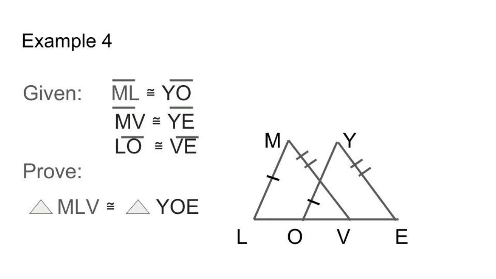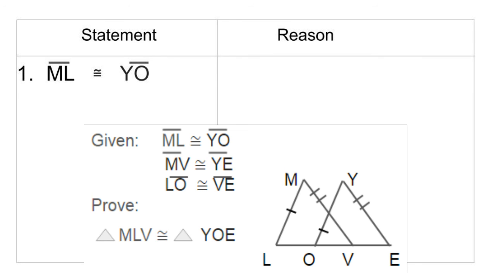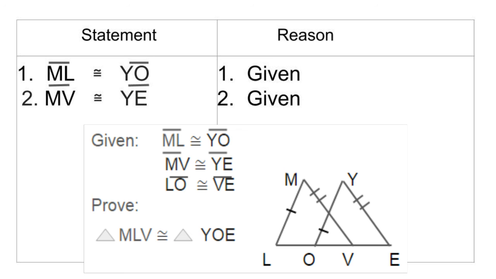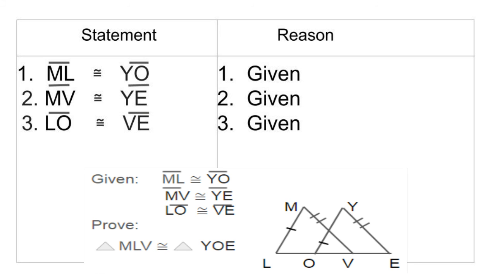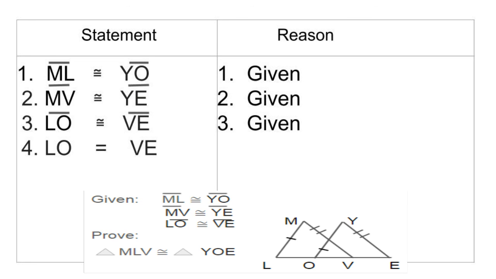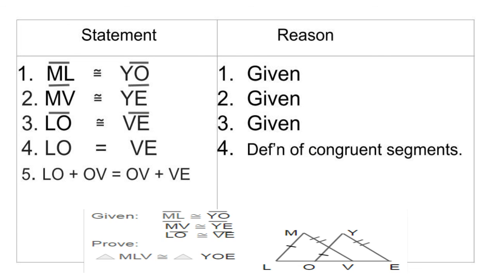Okay, let's start our two-column proof. Our first statement is segment ML is congruent to segment YO, given. Next is segment MV is congruent to segment YE, given also. Number 3 is segment LO is congruent to segment VE, given. If segment LO is congruent to segment VE, then LO is equal to VE. That is definition of congruent segments. Next, we're going to add OV to the equation in number 4. LO plus OV is equal to OV plus VE. That is addition property of equality.